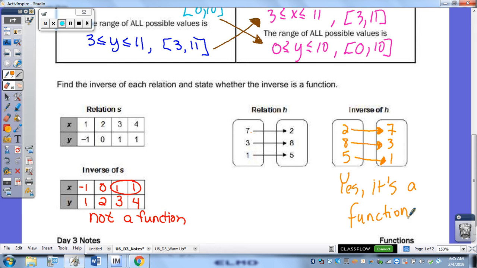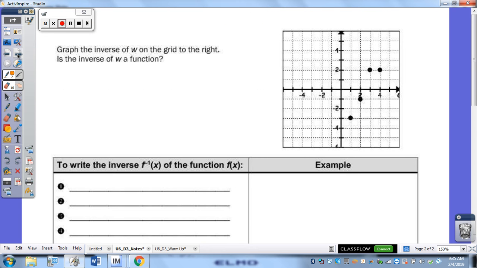So sometimes, even though it was a function to begin with, once you take your inverse, it's not always going to be a function, like in that first one. And then sometimes it still is. So follows the same rules to test if it's a function. Vertical line test if you have a graph. Looking at your domain if you don't.